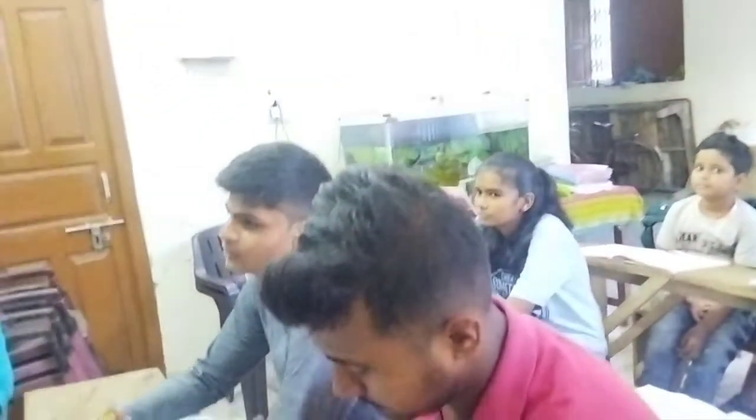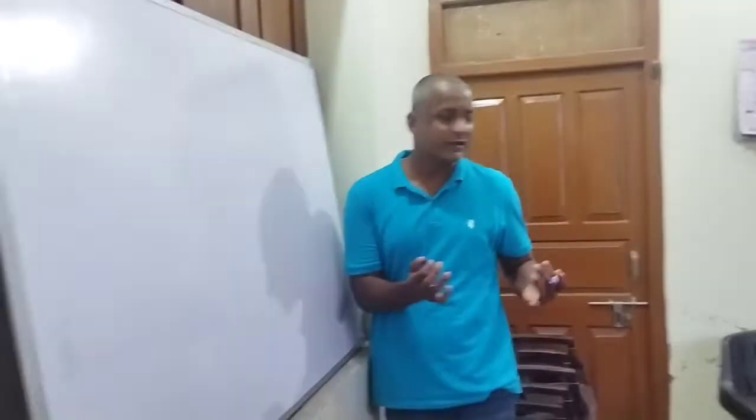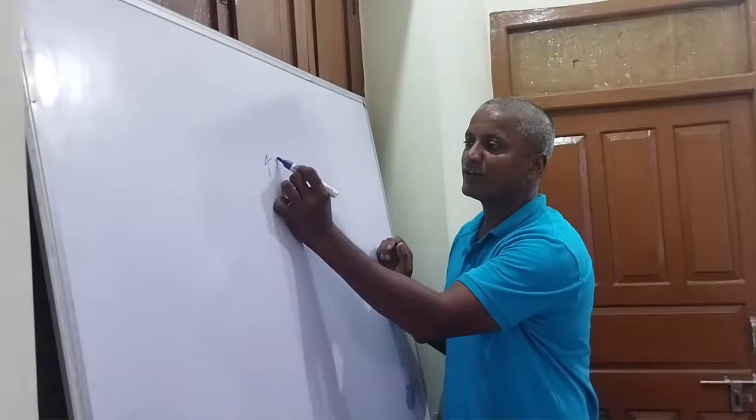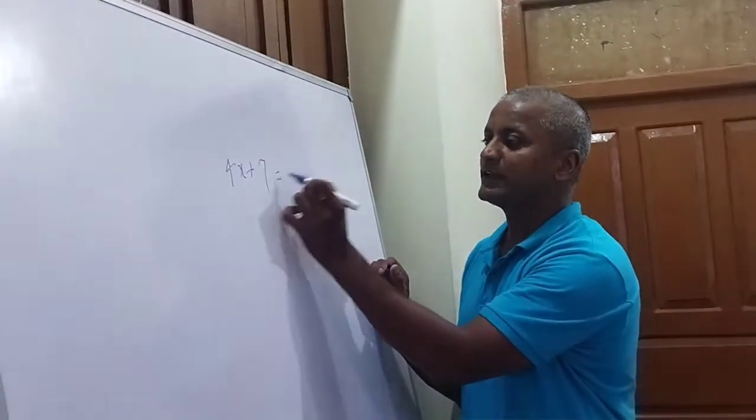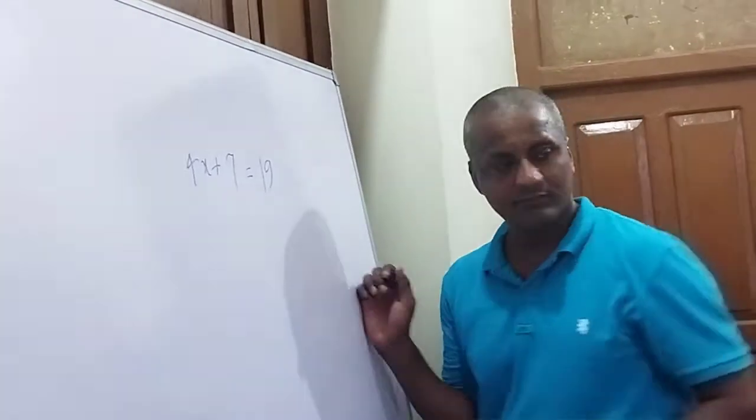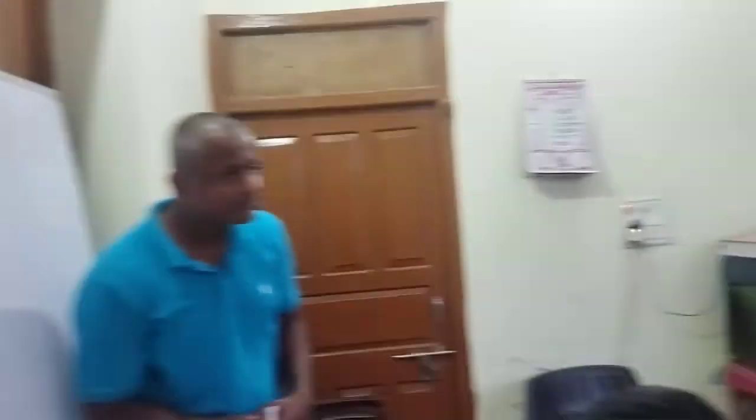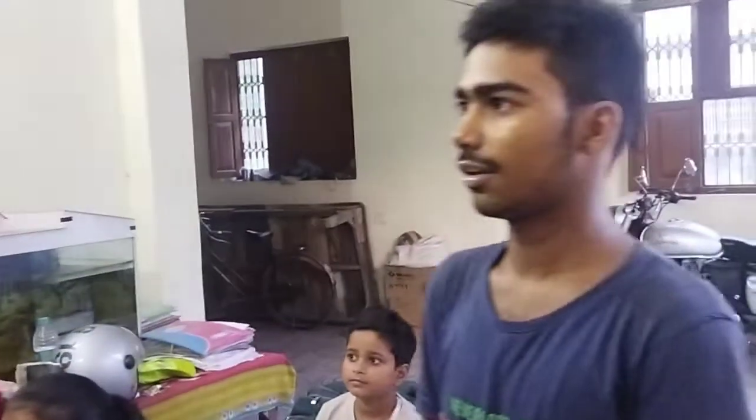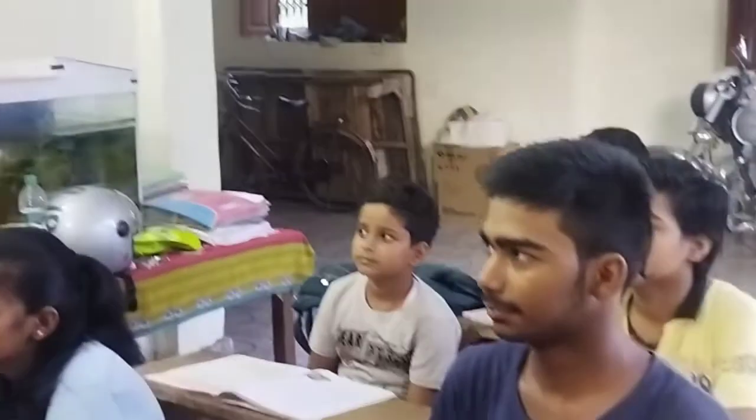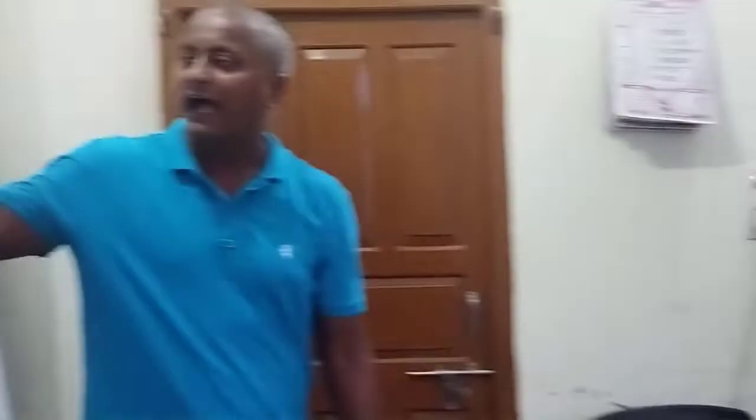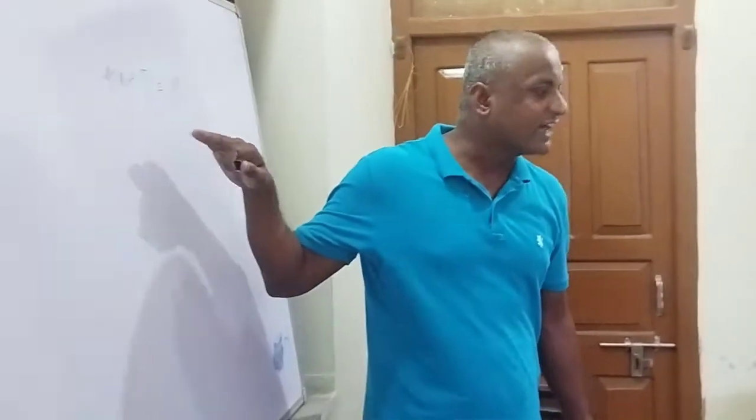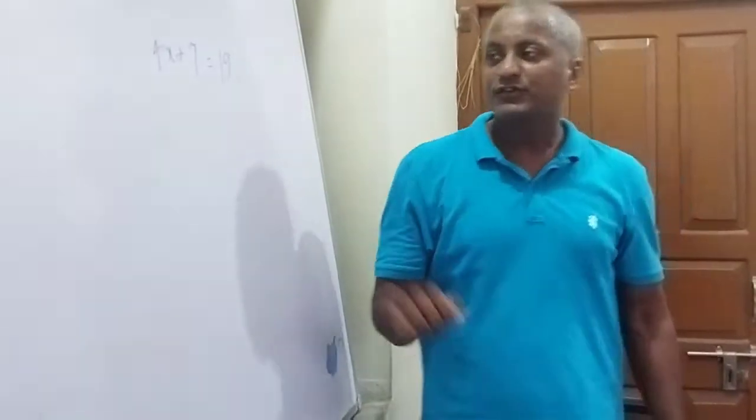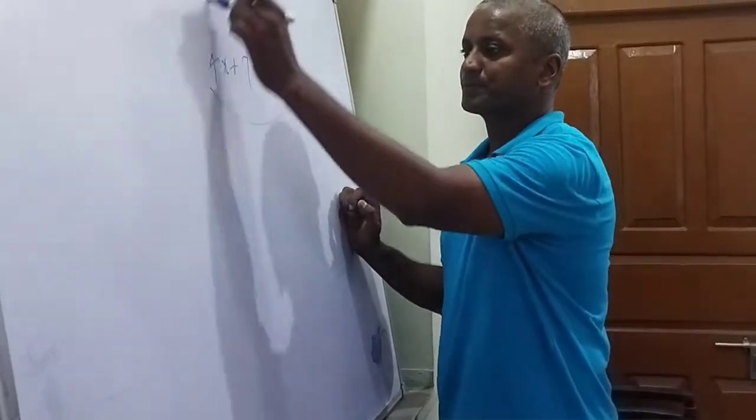Suppose I write this, which you all must know about. For example, 4x plus 7 is equal to 19. What is an equation? I'll tell you. Sit down. I'll explain everything. I'll tell you what a variable is. I'll tell you what an equation is. I have written an equation which has a variable. So this is an equation.